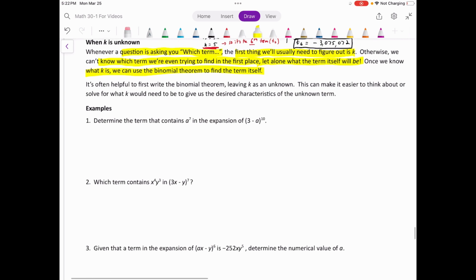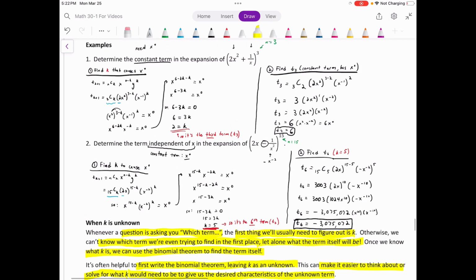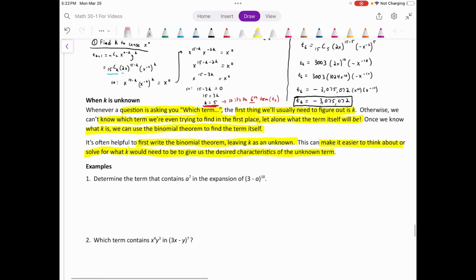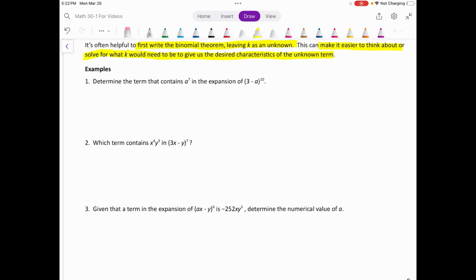So like we were doing with the constants, first, write out the binomial theorem, leaving k as an unknown, and that just makes it easier to think about or algebraically solve for what k would need to be to give us the desired characteristics of that unknown term. Let's try it out. You'll notice, though, it really is the same idea as the constant term. It's just now we might not want it to have x to the 0. Maybe we want it to have some other power on x or some other variable that's involved in our binomial. Let's give it a shot.